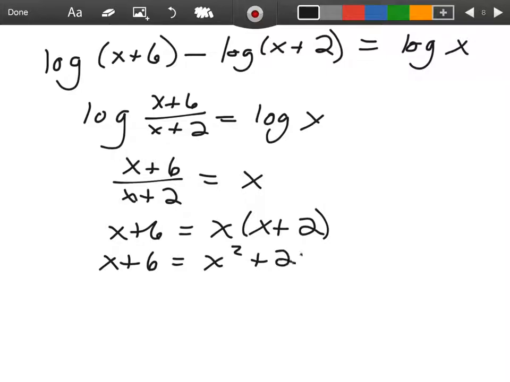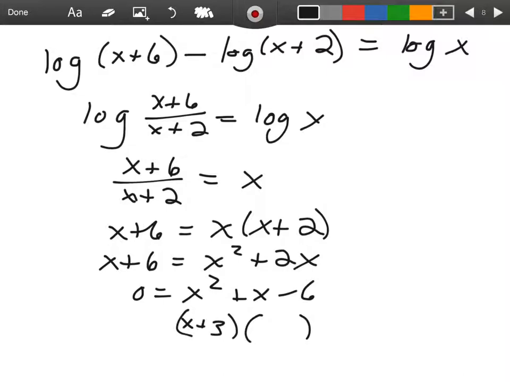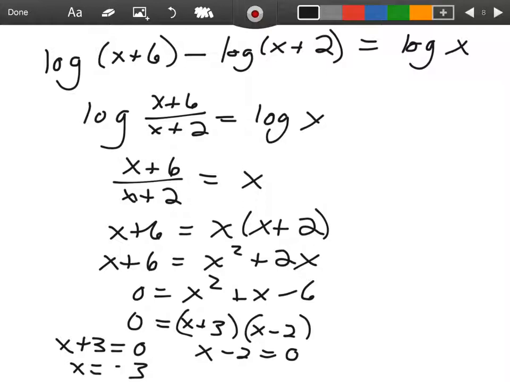That gives you x squared plus 2x. Put everything on the same side. We get 0 equals x squared plus x minus 6, which factors to x plus 3 times x minus 2. So I have x plus 3 equals 0 and x minus 2 equals 0. So x equals negative 3 and x equals 2.